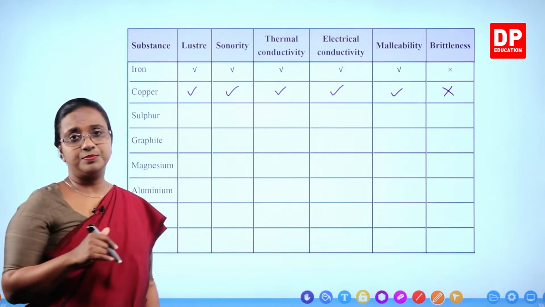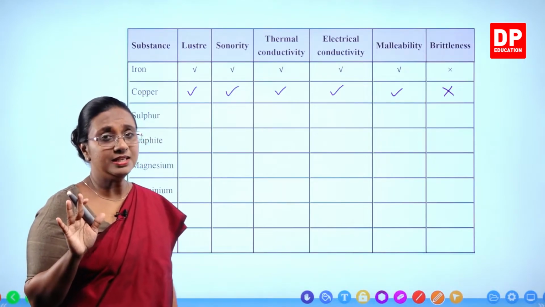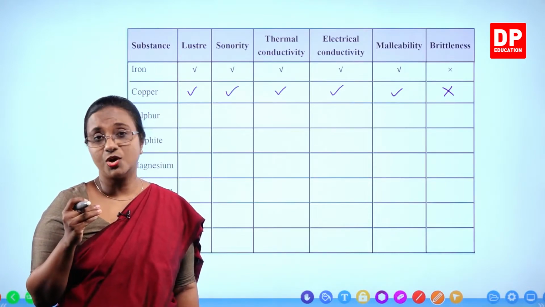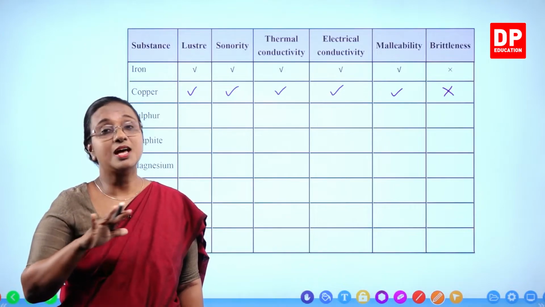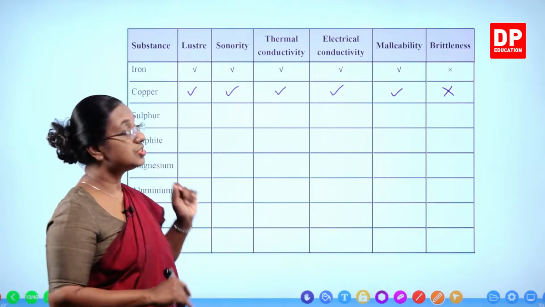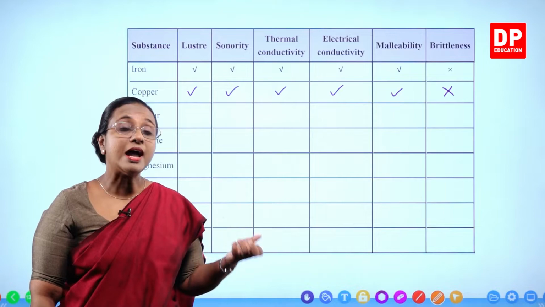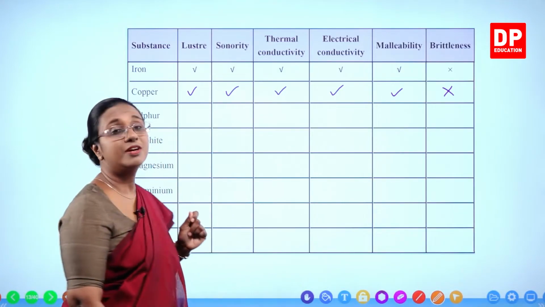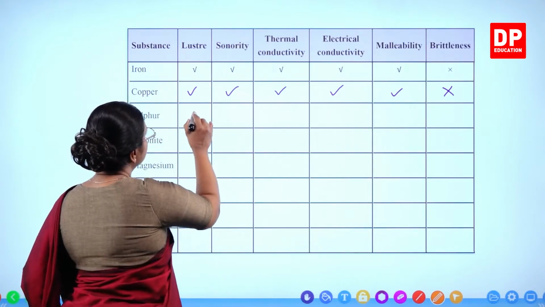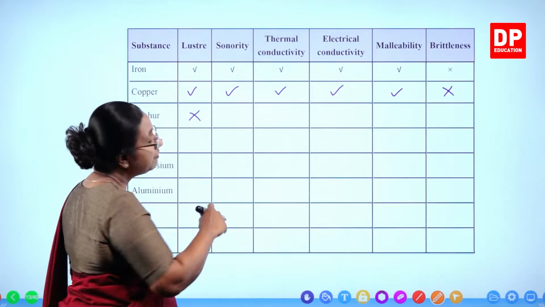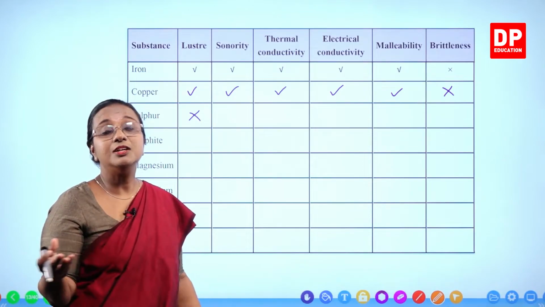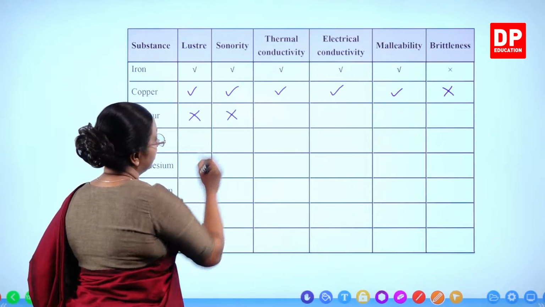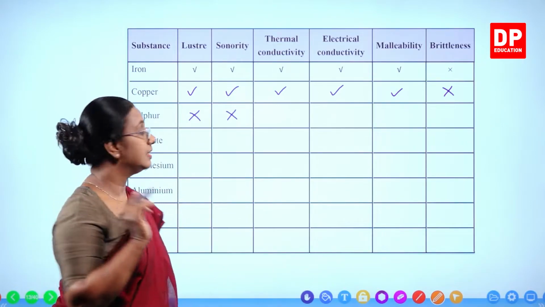Then sulfur. Sulfur you have seen. There is a slight shine, a yellowish color solid, but that is not the luster. The luster shown by metals like iron and copper is different from the slight shine of the sulfur crystals. So it does not show luster. If you drop it, it will just break into powder. It doesn't give any sound. There is no sonority.